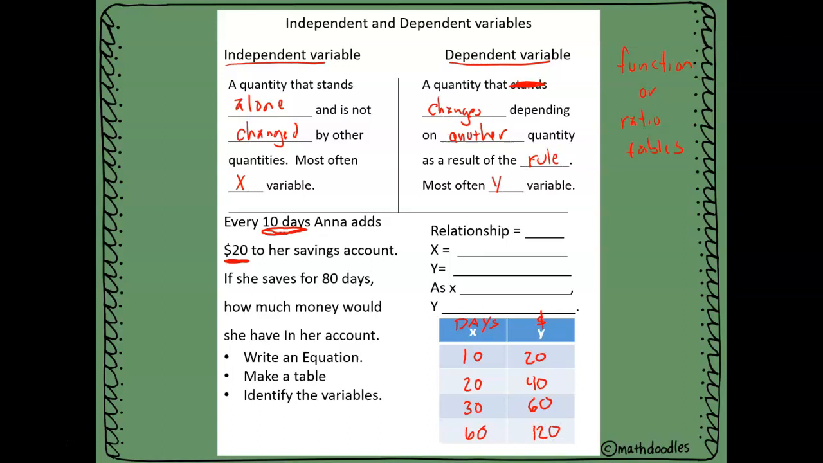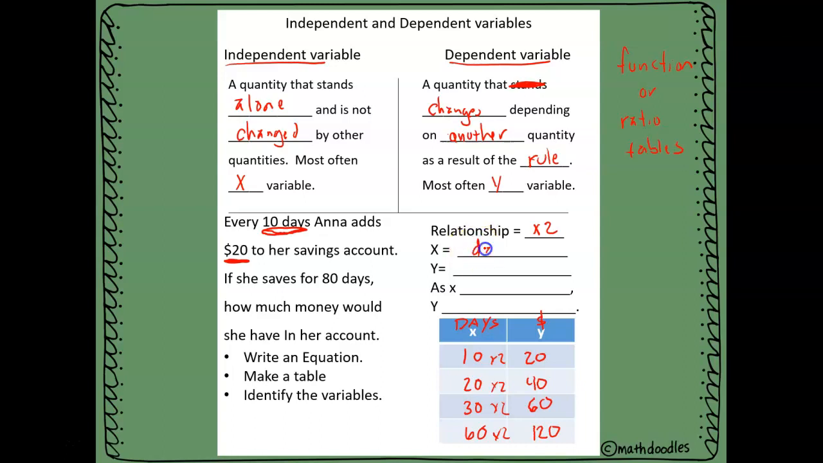And we can look at these and ask, how did I get from X to Y? Well, my Y value equals my X value times 2. Okay, 10 times 2 is 20. Okay, my Y value, 40, equals my X value, 20, times 2. 30 times 2 is 60. 60 times 2 is 120. So the rule, or the relationship, the rule can also be called the relationship, is times 2. Okay? The rule or the relationship is multiplied by 2.